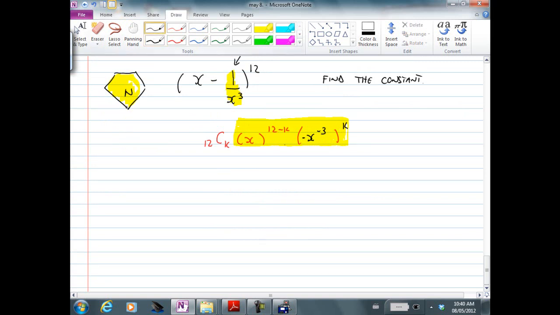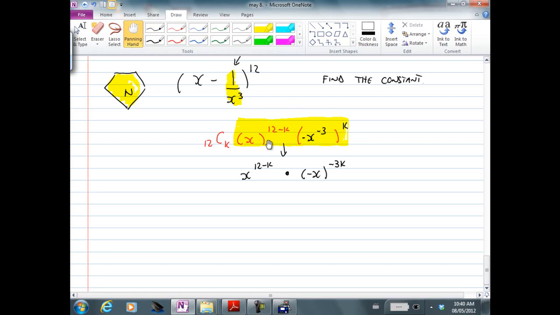Now, if I work with this part, I mentioned to you something. And some of you asked me about this. What if the bases were the same? What do you do to the exponent? You add the exponent. But before I do this, would you agree I can rewrite this as x to the power of 12 minus k times negative x to the power of minus 3k? Because negative 3 and k, you can just work with this.